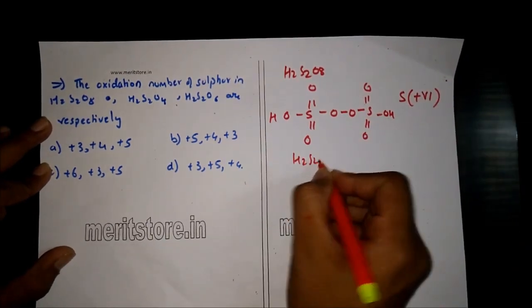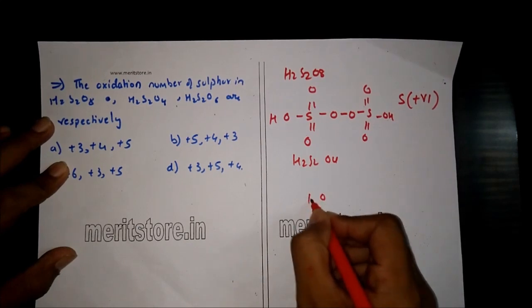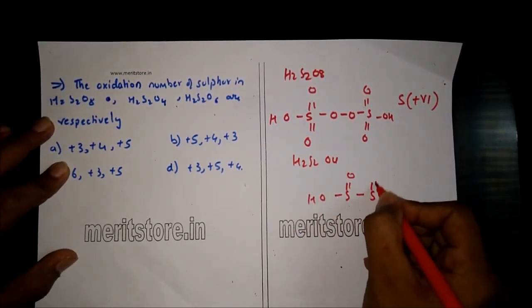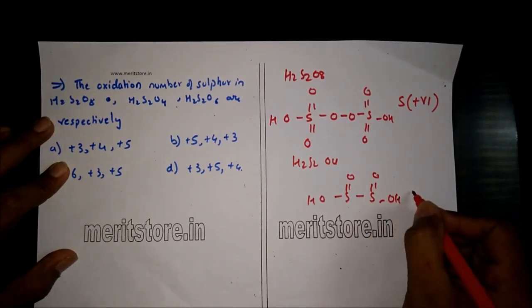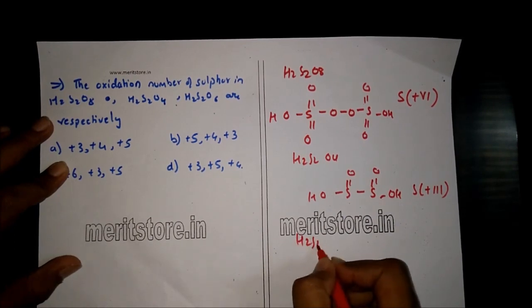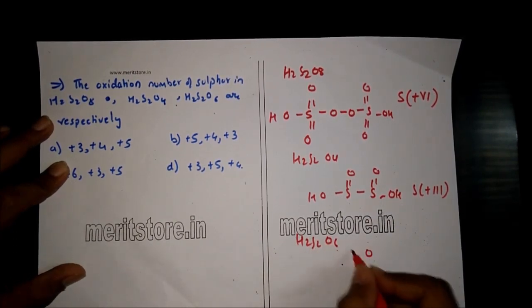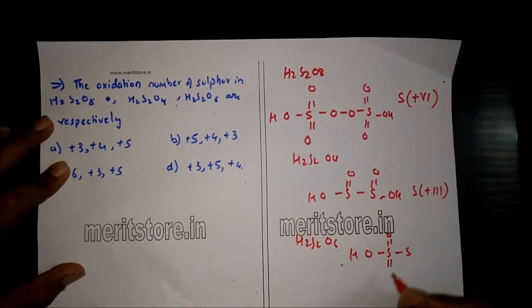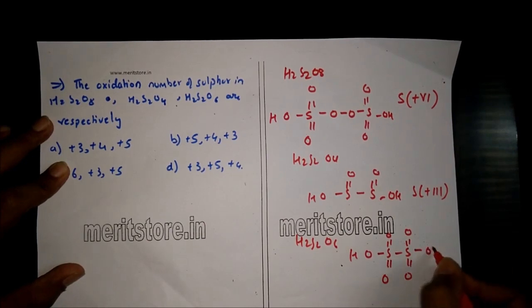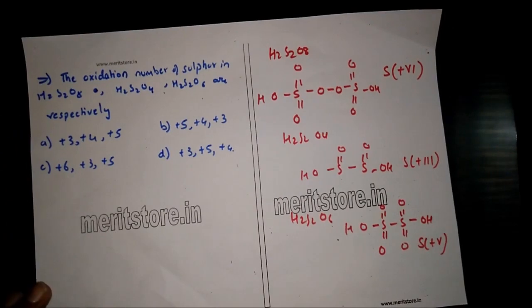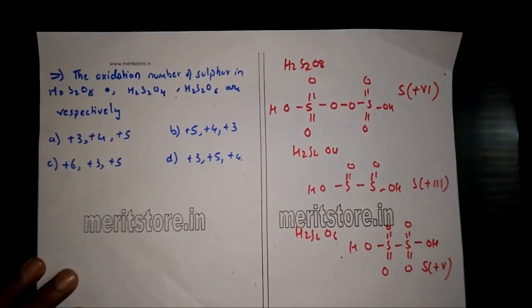Now in H2S2O4 the structure is OH, S double bond O, S double bond O, OH, and has an oxidation number of +3. In H2S2O6 it has a structure of OH, S, S double bond O, double bond O, double bond O, double bond O, OH, and has an oxidation number of +5. Therefore, the correct answer is +6, +3, +5, which is option C.